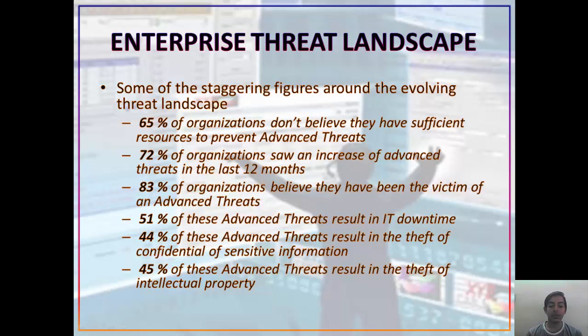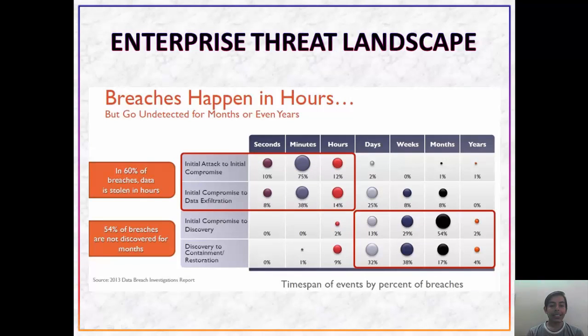Okay, alright, now as you can see here, breaches happen in hours but go undetected for months or even years. Yes, this is true. Now it is very easy to gain access to a system or to attack a system, but to identify whether an attack has occurred or not is very difficult. As you can see here in the statistics, in 60% of the breaches, data is stolen in hours, and 54% of the breaches are not discovered for months. So this is today's reality, or you can say today's scenario of the enterprise landscape.